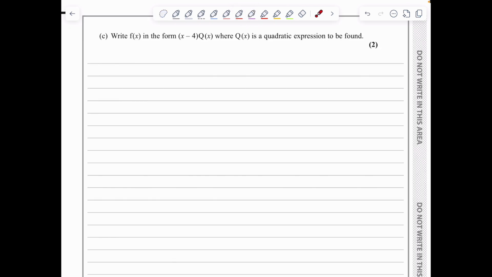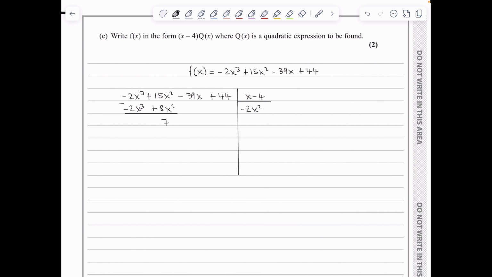In part C, we need to write f of x in the form x minus 4 times q of x, where q of x is a quadratic expression to be found. So at the moment, we've got that f of x is minus 2x cubed plus 15x squared minus 39x plus 44. And the obvious next step is to proceed with the long division. So I will divide by x minus 4. So I'm always trying to match the highest order term on the left-hand side. So I need to multiply x by negative 2x squared to get negative 2x cubed plus 8x squared. And then we deduct. We get 7x squared minus 39x plus 44.